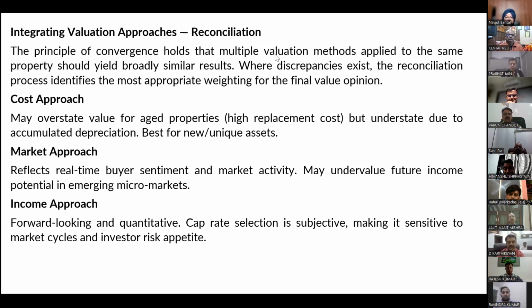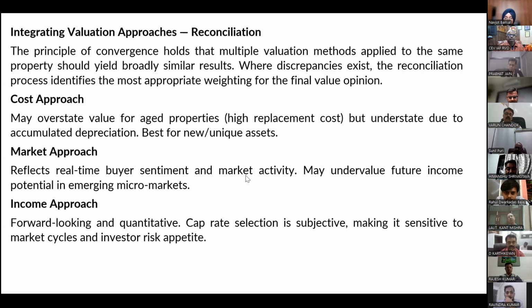In the end, when you apply all the three approaches, you have to check which will be the best method to apply for a particular case. So remember, the cost approach may overstate value for an aged building with high replacement cost, but understate due to accumulated depreciation. So it is best for new and unique assets.